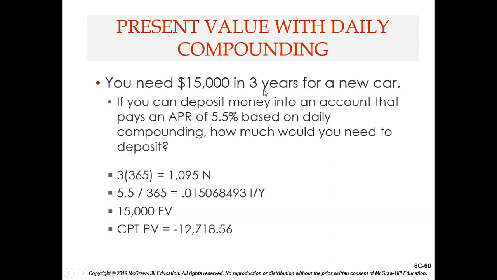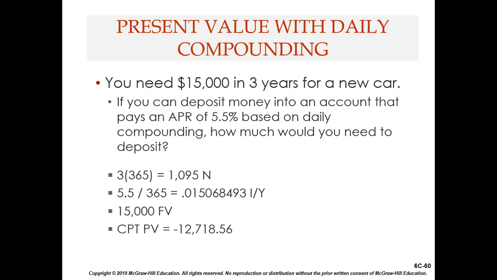You need $15,000 in 3 years for a new car. You can deposit money into an account that pays an annual percentage rate of 5.5% based on daily compounding. How much would you need to deposit today? Well, first of all, our N, daily compounding would be 365 days a year times 3 years, or 1,095. Our interest rate would be 0.01506849, 5.5% divided by 365 days gives us a daily rate.